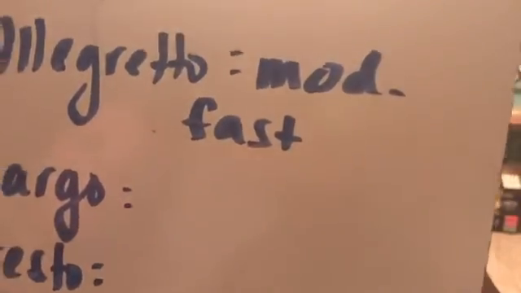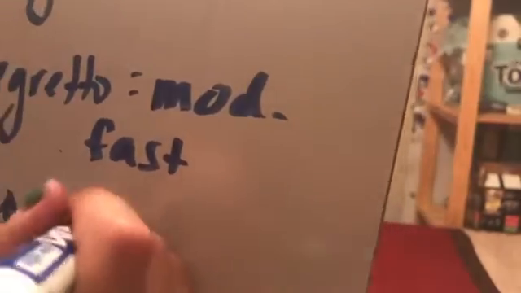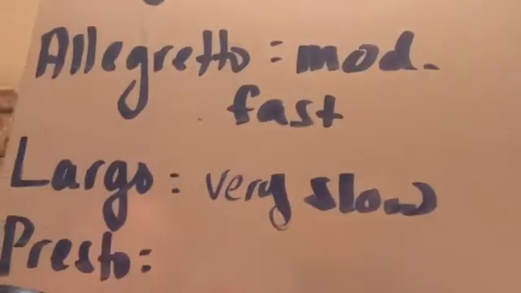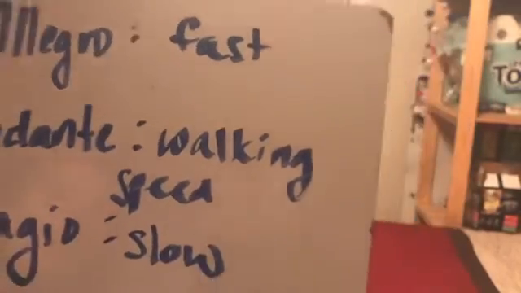Moving on to adagio. Adagio translates to slow. The last two here, you have largo, which is very slow, and presto. Think of like if you want something done pronto. Presto translates to very fast.